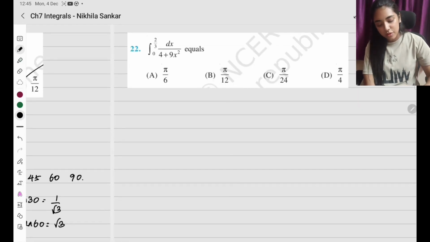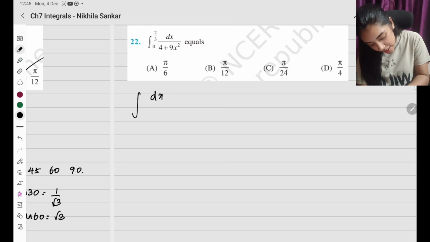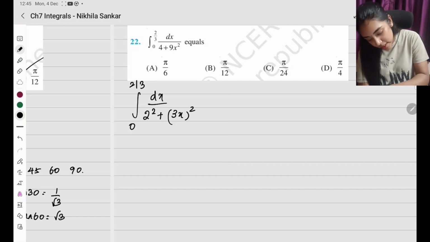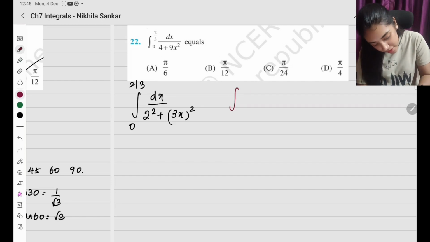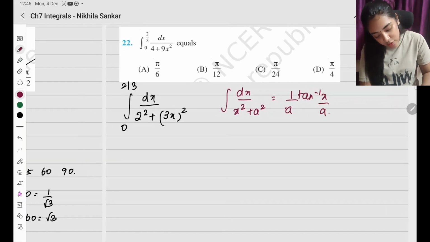Last and final question of the exercise. I have the integral of dx divided by 4 plus 9x square, which is 2 square plus 3x the whole square, from 0 to 2 by 3. So what formula do we know? The integral of dx divided by a square plus x square, or x square plus a square, is 1 by a tan inverse of x divided by a. So we know this formula.